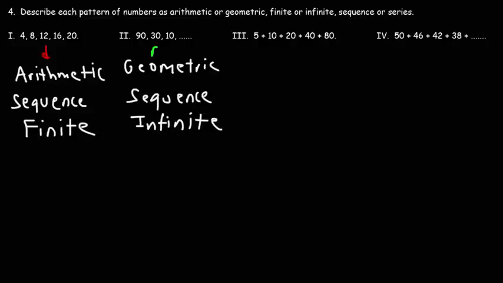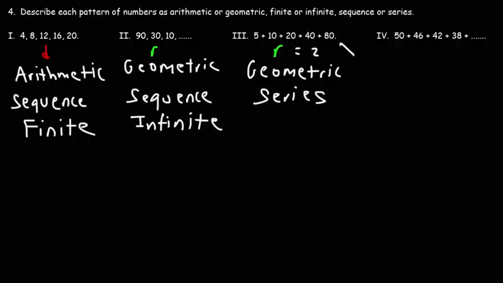Now for number 3, we could see that we have a common ratio of 2. 5 times 2 is 10, 10 times 2 is 20, 20 times 2 is 40. So this is geometric. Now, there's a plus between the numbers, so this is going to be a series, not a sequence. And this series, rather, comes to an end. The last number is 80. So it's not infinite, but it's finite. So we have a finite geometric series.